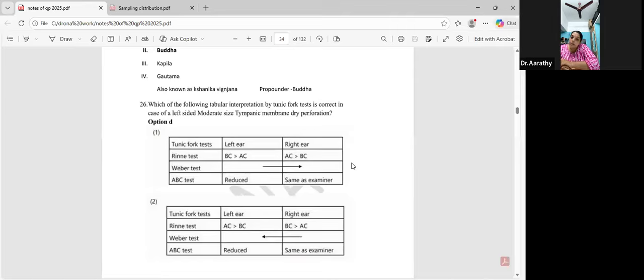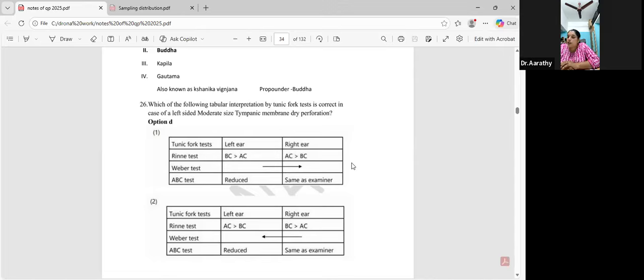Rinne test is taken positive when BC is less than AC, or air conduction is better than bone conduction, which means Rinne positive indicates sensory neural deafness or normal. Sensory neural deafness mostly. Okay, so Rinne positive means which one is better? Air conduction will be better than bone conduction. Okay, in this case, since it is a conductive deafness, obviously air conduction should be lesser than the bone conduction in the affected ear. So the option should have BC greater than AC in the left ear. Such options are 1, 3, and 4.